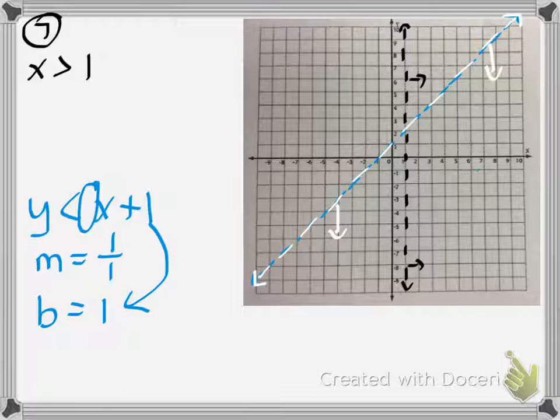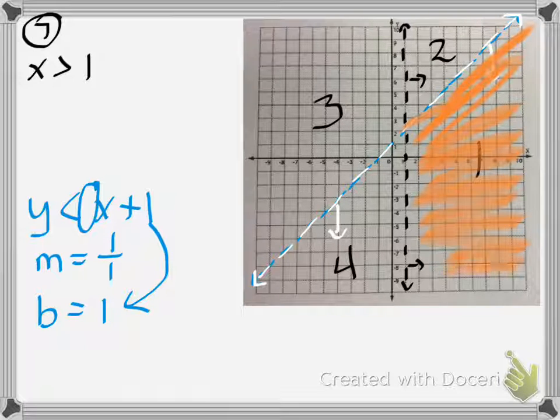I'm about to put numbers in here. We have our lines that are our borders. They are breaking our graph into 4 regions: Region 1, Region 2, Region 3, and Region 4. So, which of those 4 regions is both to the right of our black line and below our white line? 1. So I'm going to shade that entire section.